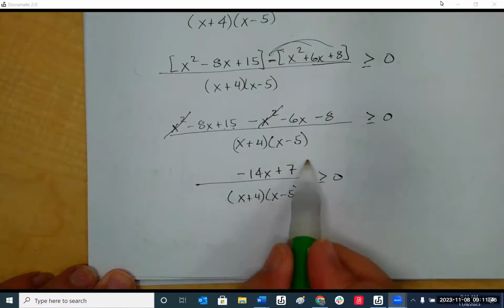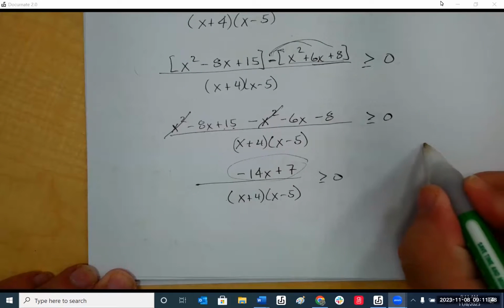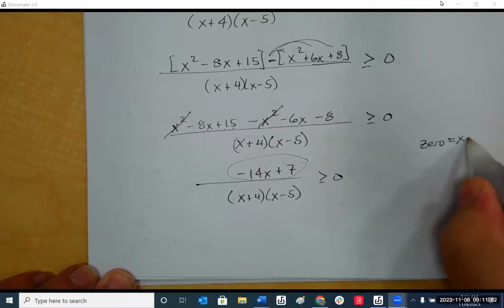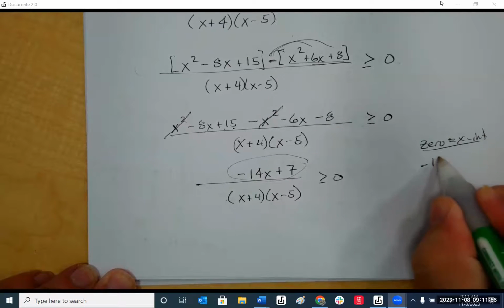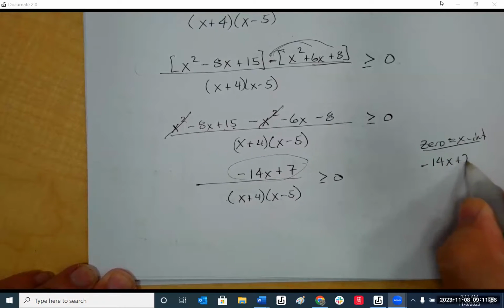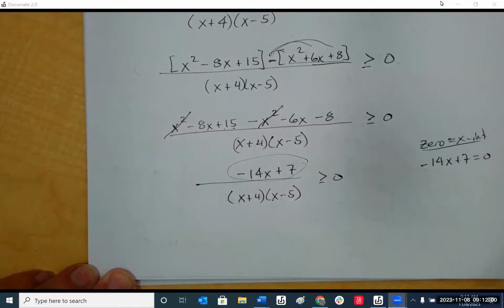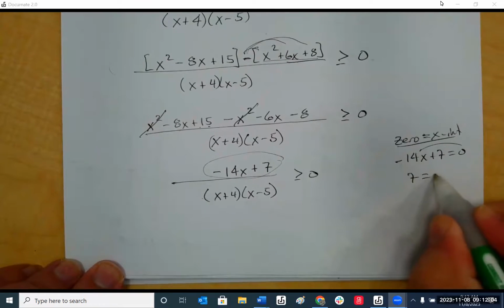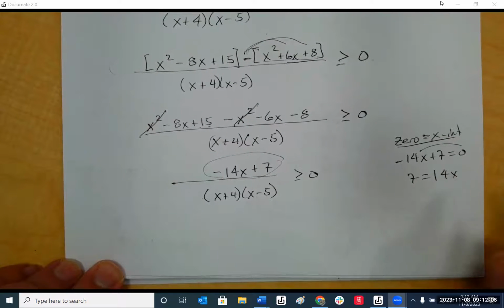Since we simplified it, we can now find our zero, or in other words, our x-intercept. Take the top number, set it equal to 0. So 7 equals 14x. Divide both sides by 14. So x equals 1/2.